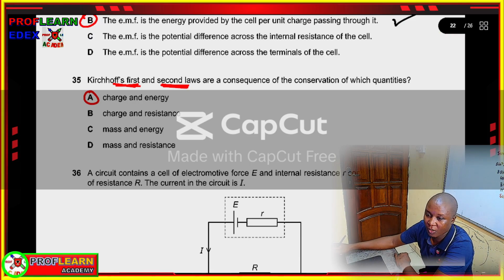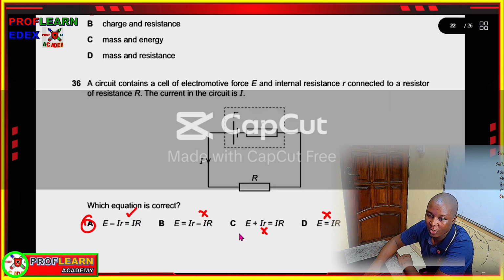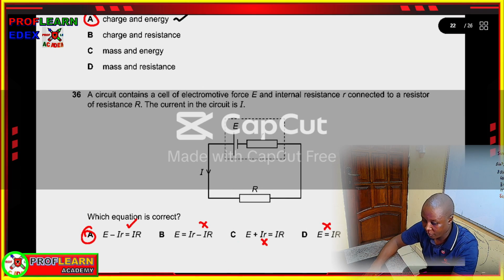Kirchhoff's first law and second law are consequences of conservation of two quantities. Kirchhoff's first law is conservation of charge, and Kirchhoff's second law is conservation of energy. So the correct answer is A in that case. Moving to question number 36.